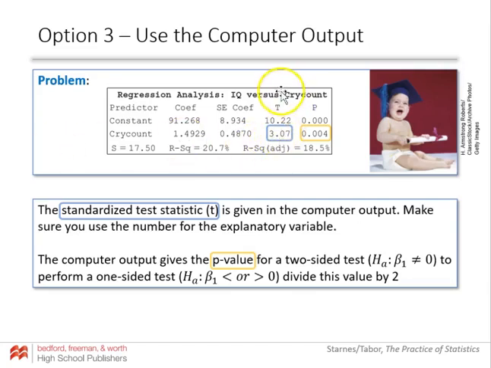They give you your t statistic. Coefficient, standard error of the coefficient, and then t. There it is, 3.07. So that is my t value that I would write down for my do step. The p-value that they give you is for a two-sided test. So if your alternative is that it is not equal to 0, that's your p-value right there. If your alternative is that it's less than or greater than 0, then we have to divide this number by 2 because this is the p-value for a two-sided test.